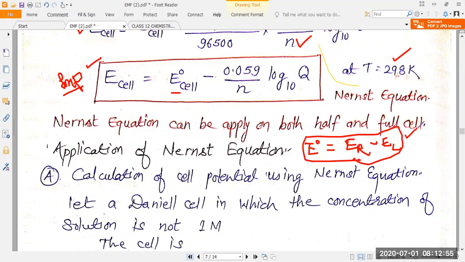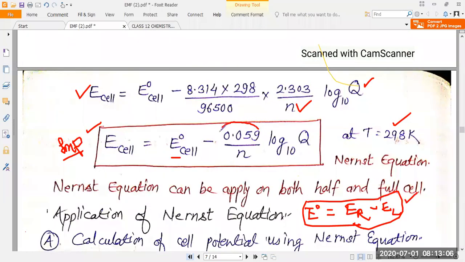First we have to find E naught of cell, then put the value of E naught in this equation, then minus 0.59 divided by n. How does 0.59 come? When we simplify and multiply this and this value, then divide by 96500, this is the 1 faraday, then we get the value 0.59.